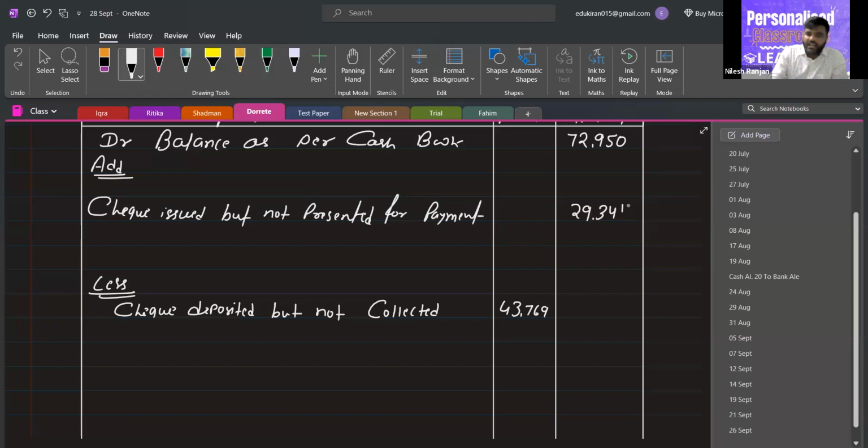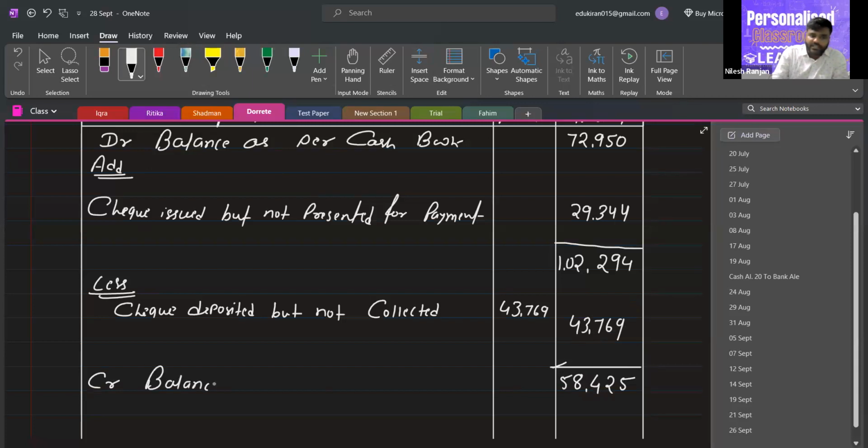So it is 29,344. There is only one item, that's why I'm writing it in the final column. If there are two or three, then we have to calculate the total and then write it. So 1,02,294, and here it is 43,769, giving 58,425. Debit balance as per cash book means credit balance as per passbook.